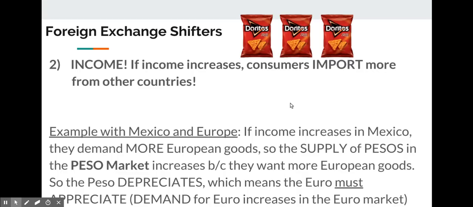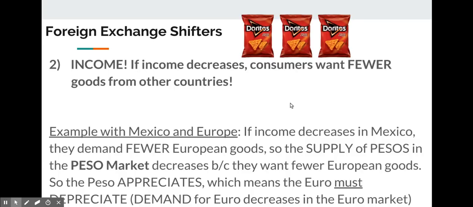So they're going to supply pesos to the peso market because they want to get European goods. So if they supply pesos, the peso depreciates because if there's more pesos in the market, they're not worth as much as they were before, which means before we even think about it, the euro must be appreciating. But the reason why is because if Mexicans are supplying pesos to the peso market, they are demanding euros so that they can buy those European goods. You supply your own currency in order to get the other country's currency.